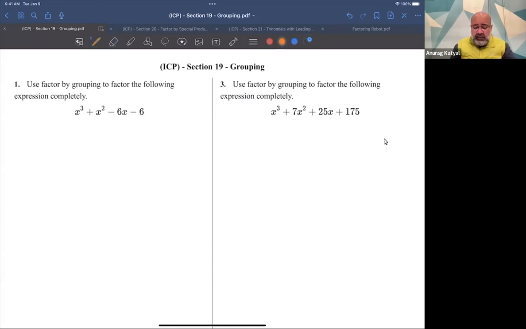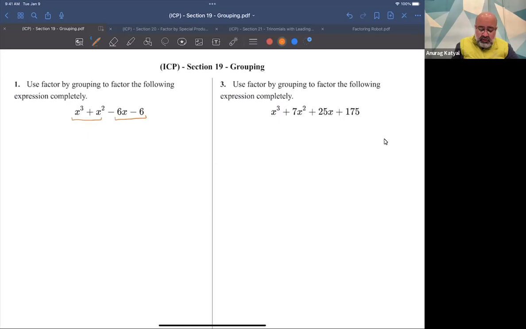Then we count how many terms we have. Well, we have 4 terms. With 4 terms, we always have to consider grouping. Grouping is 2 GCF problems done back to back. So between these 2 terms and these 2 terms, this is group 1 and this is group 2. Basically you generate 2 groups and you factor out the GCF of each of those.